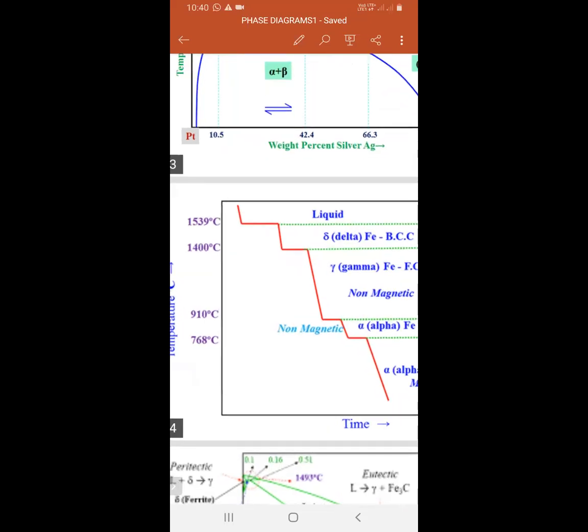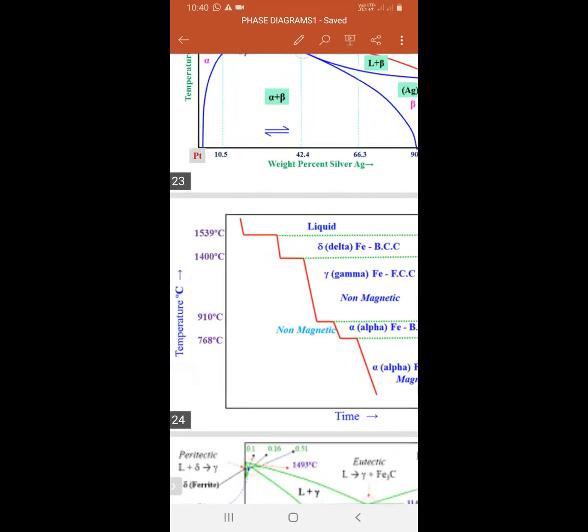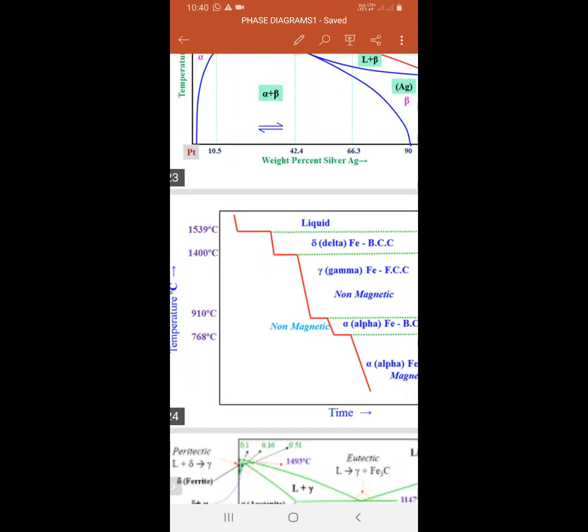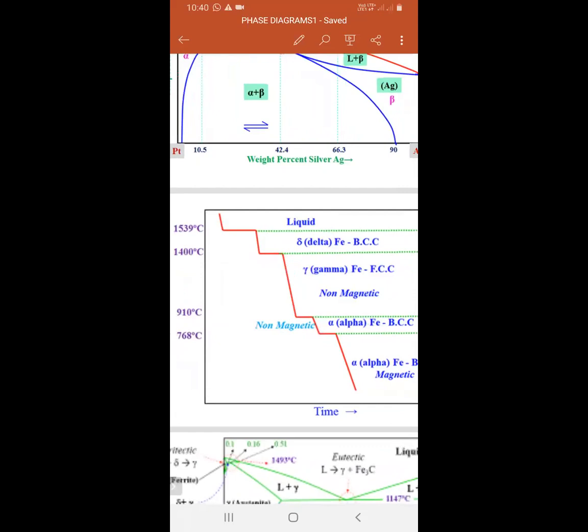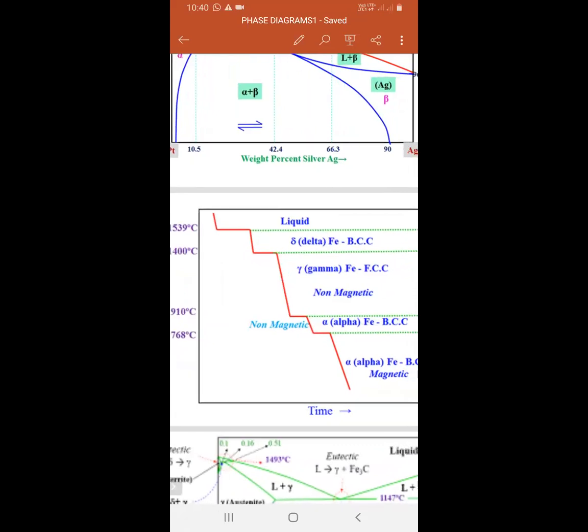The iron is in the form of gamma. Delta changes to gamma between this temperature range. Here the crystal structure has been changed; the crystal structure also changes. Here the nature of iron is non-magnetic.